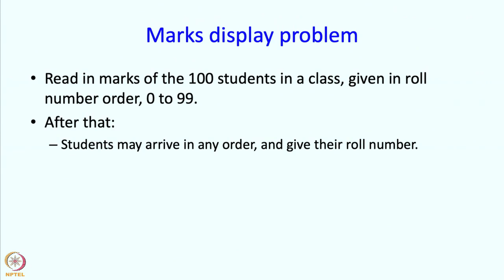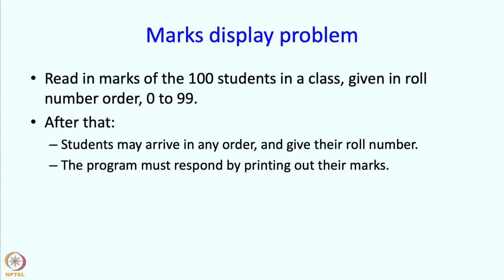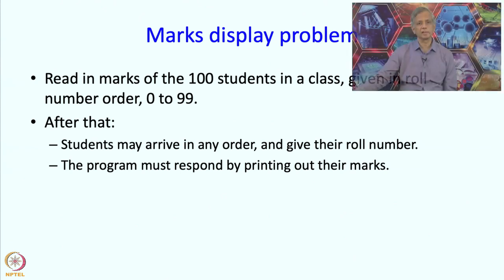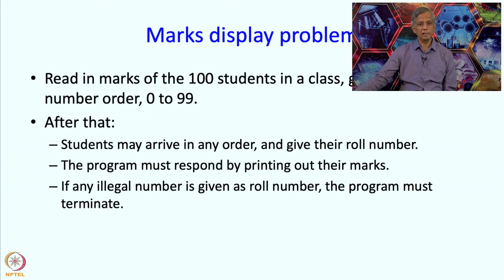So that is the first part of what the program is supposed to do. After that, students may arrive in any order and type their roll number using the keyboard. The program must reply to that by printing out their marks. So maybe first the student with roll number 43 comes, then the program is supposed to print out what marks student number 43 got. Then there may be 67, so marks for 67 may be printed. Then there may be 6, and the marks for the student with roll number 6 should be printed, and so on. Now, if at any time an illegal number is given, then the program must terminate. So this is the specification. This is what our program is expected to achieve.